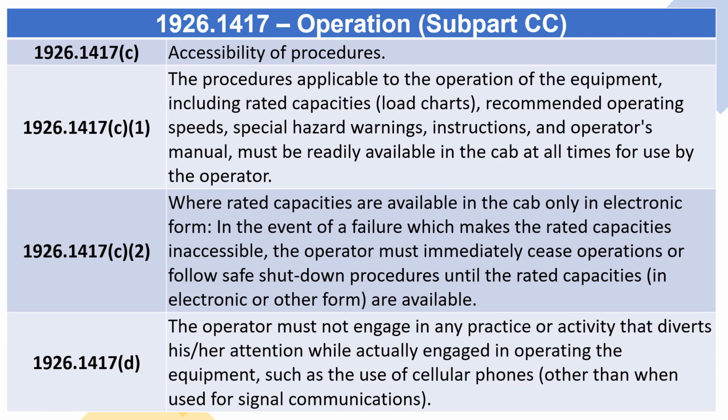1926.1417(c), Accessibility of procedures. 1926.1417(c)(1) and (c)(2): The procedures applicable to the operation of the equipment, including rated capacities, load charts, recommended operating speeds, special hazard warnings, instructions, and operator's manual, must be readily available in the cab at all times for use by the operator. Where rated capacities are available in the cab only in electronic form, in the event of a failure which makes the rated capacities inaccessible, the operator must immediately cease operations or follow safe shutdown procedures until the rated capacities, in electronic or other form, are available.